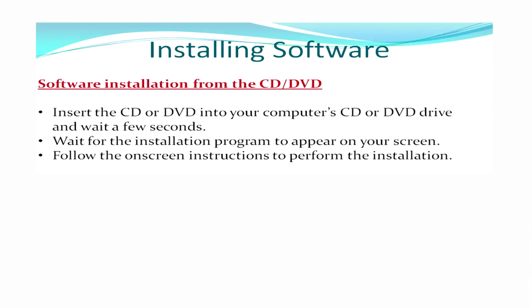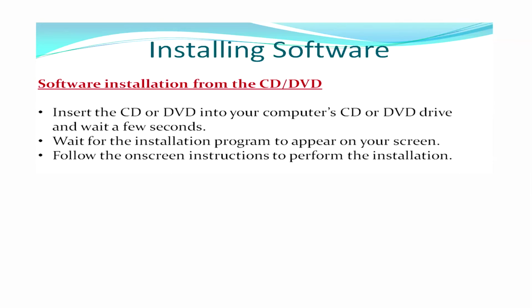Other than apps, you might need to install certain software. Say suppose you are into photo editing, you want to install Photoshop or you want to install some game or some particular application that might be available on a CD or a DVD, or that might need to be downloaded from the internet. Say you are purchasing an antivirus software that can be downloaded from the internet. So either of the methods can be used to install a software.